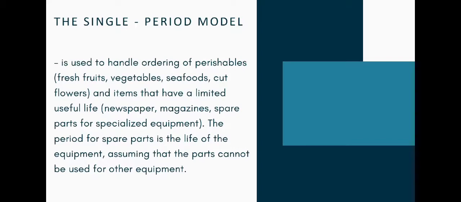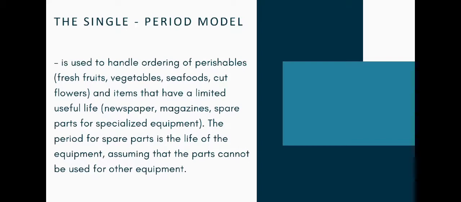The single period model is like a limited or one-use only model, like the newspaper. The content of the newspaper is for today's issue or today's news, so it can only be used that day. Another example is spare parts, like spare parts for a motorcycle cannot be used in a car or other truck.